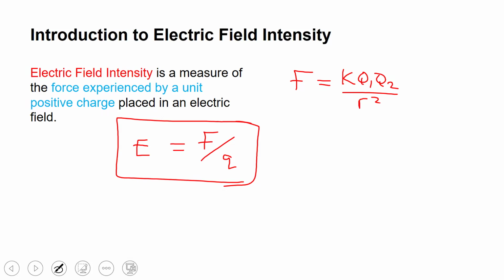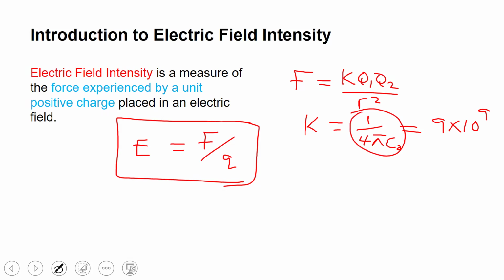And this K is a constant. The K is constant, representing 1 all over 4 pi permittivity of free space. So therefore, K is the same thing as 1 all over 4 pi permittivity of free space, and it has a constant value which is 9 times 10 raised to the power of 9. So wherever you see K, you either write it as 1 all over 4 pi permittivity of free space or 9 times 10 raised to the power of 9.